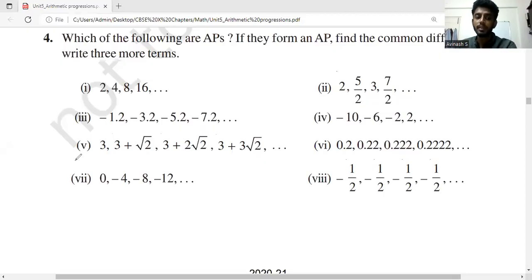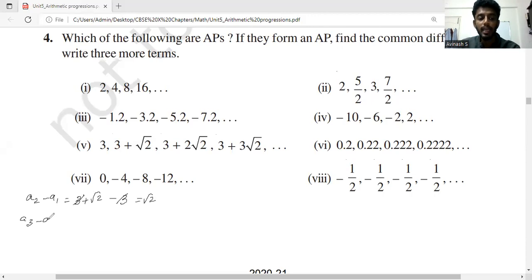When it comes to the fifth question, fifth subdivision, please look at the steps. A2 minus A1. So A2 is 3 plus root 2 minus A1, which is 3. Now 3 and minus 3 will get cancelled. You will be getting root 2.